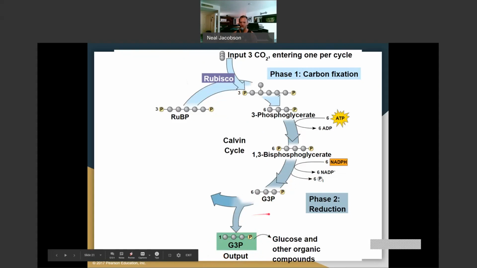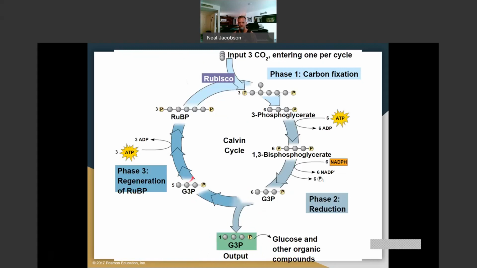The remaining 5, so we had 6 G3P here. We lost 1 of them, so now we have 5 G3Ps. So count the carbons. That's 5 3-carbon molecules, so that's 15 carbons. We want to regenerate our ribulose 1,5-bisphosphate, our RuBP. So we're going to use the energy of ATP to rearrange them, to isomerize them, and turn them back into ribulose 1,5-bisphosphate. So we went from 5 3-carbon molecules, with some energy from ATP, rearranged into 3 5-carbon molecules, and then we start the cycle again.